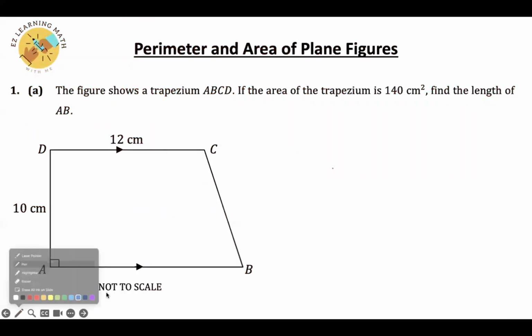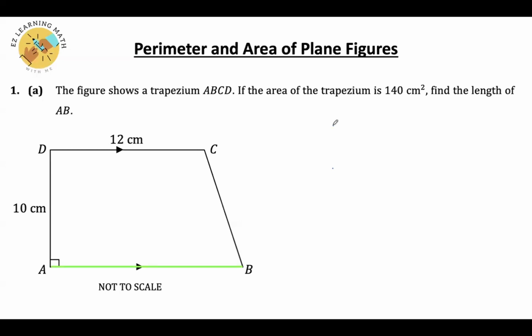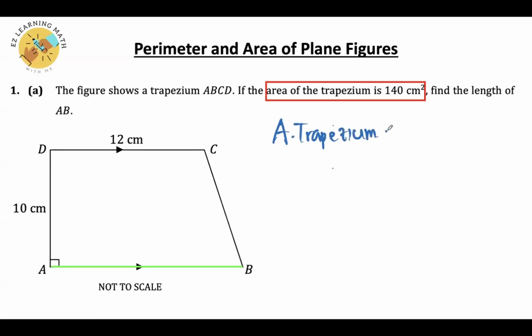The figure shows a trapezium ABCD. If the area of the trapezium is 140 centimeters square, find the length of AB. Okay, first, let's write the information given from the question. We know that the area of trapezium is 140 centimeters square.